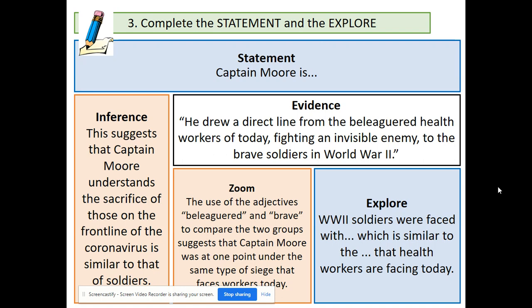But I think I want you to make a good statement about how Captain Moore is presented to start this paragraph, and then want you to fill in the gaps where the dots are in the explore section about maybe thinking about why the writer is talking about Captain Moore linking his experiences in the war to people fighting, as it were, the coronavirus in the hospitals. Okay, so write number 3 in your books, have a look through that, have a go at writing just the statement and then the explore section.